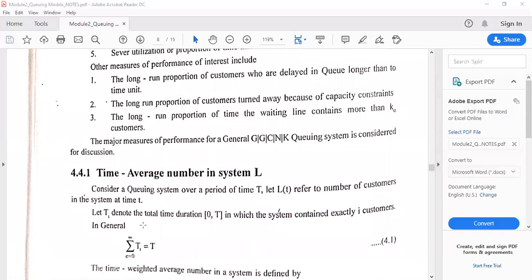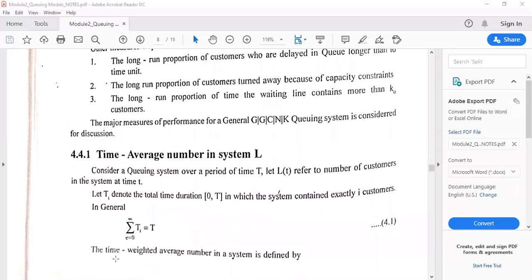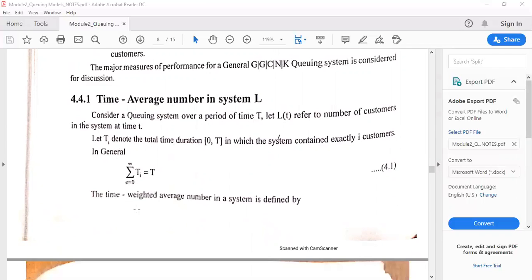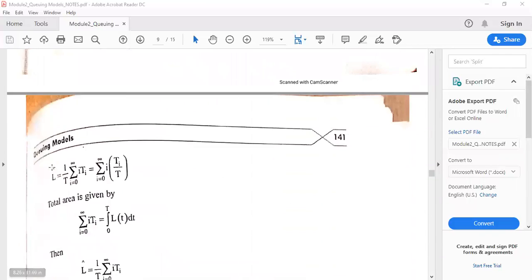Let Ti denote the total time duration in which the system contained exactly i customers, right? So the sum over i equal to 0 to infinity of Ti is equal to T. This is the time-weighted average number. That means we have to add all the different time intervals within the particular duration of time, which is 0 to T, which is equal to your capital T.